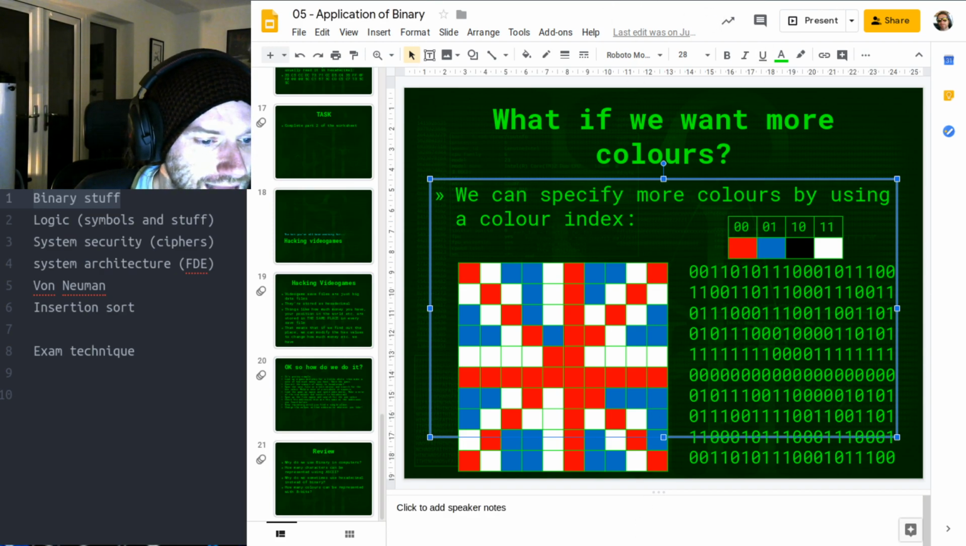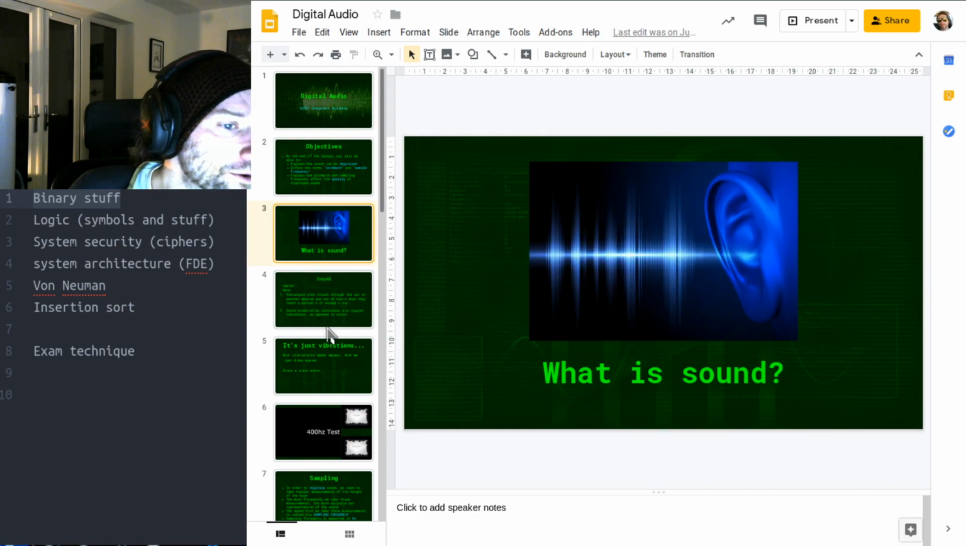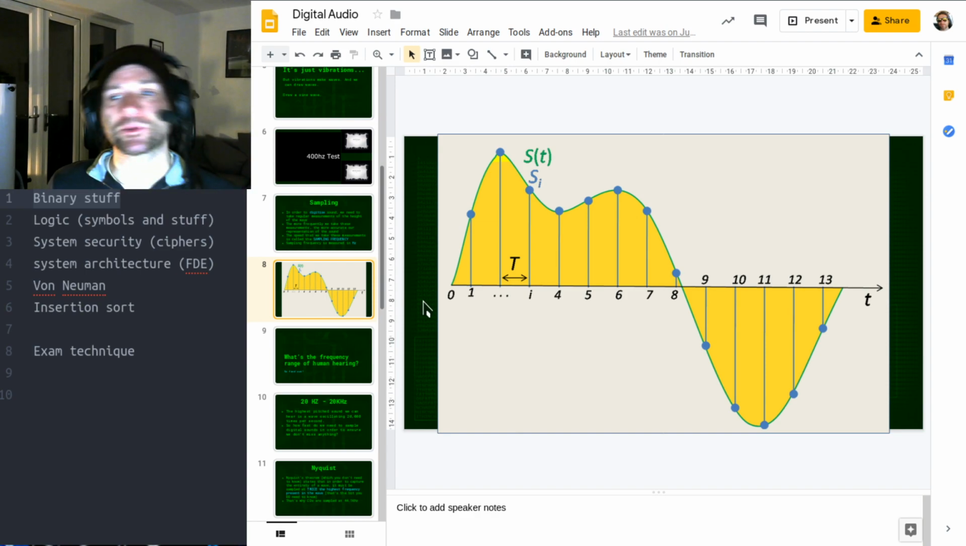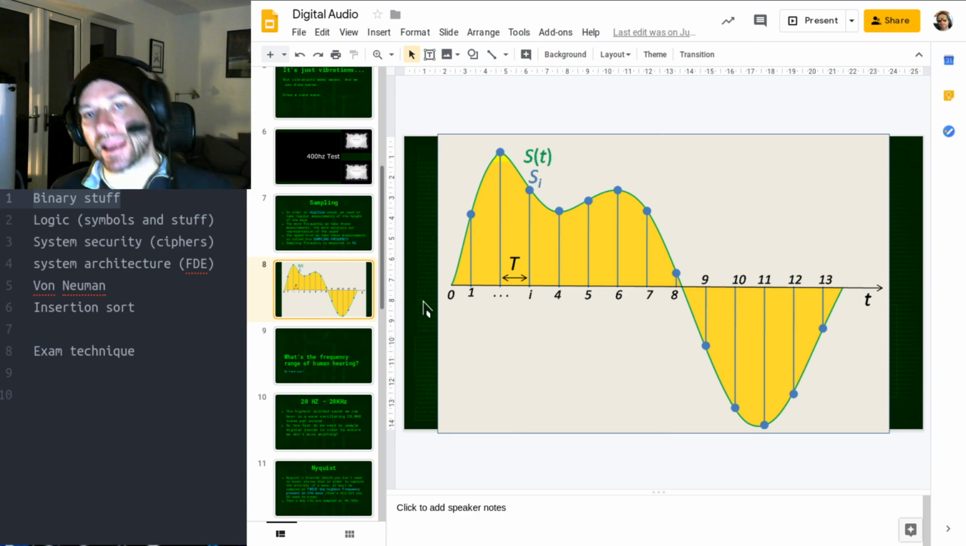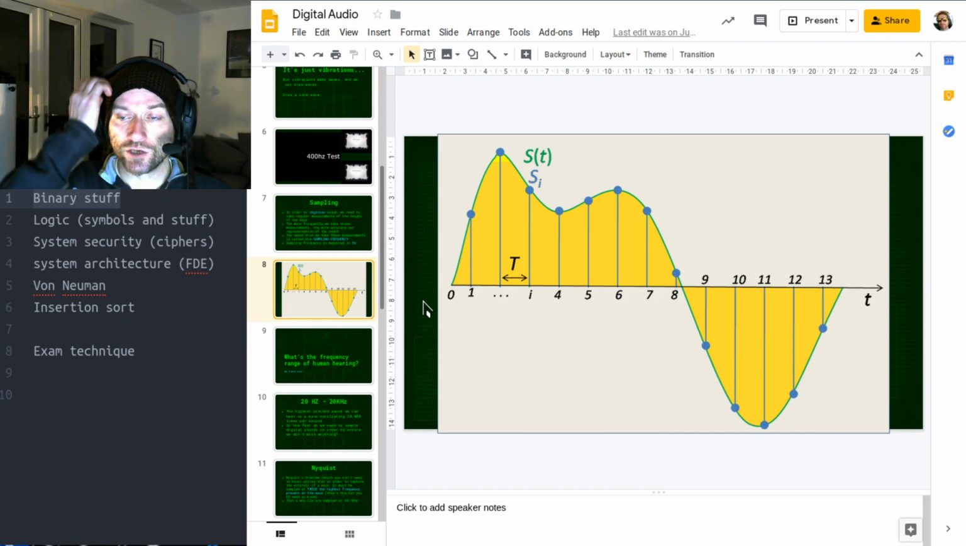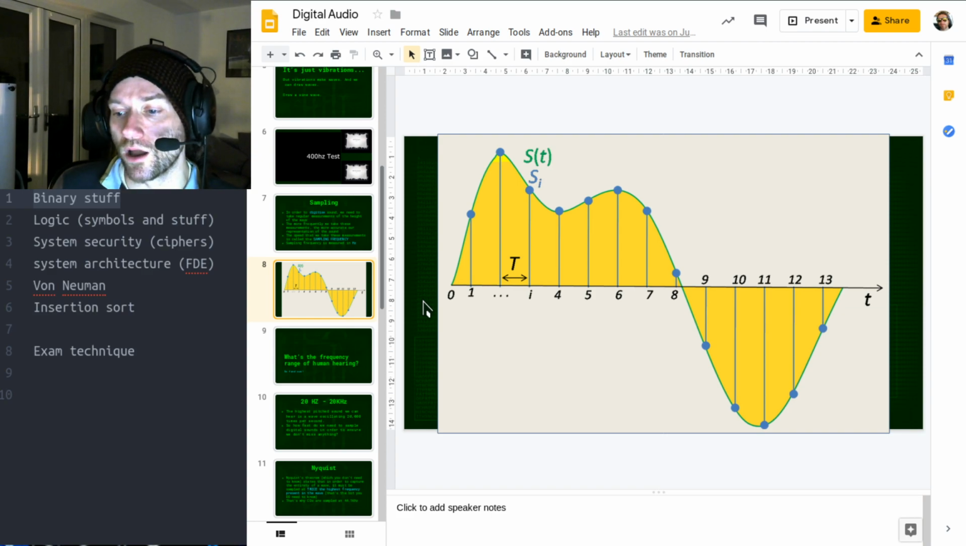Boom shakalaka. Let's do digital audio. Digital audio. Now, I'm not going to go through all this stuff about what sound is, but I am going to show you this thing. You will need to know what sampling frequency is. You will need to know what a sample is, and you will need to know what bit depth is.